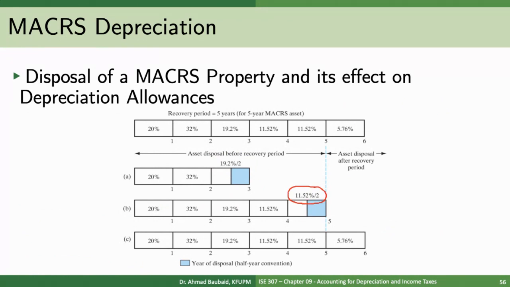If you sell it in the 6th year, which is really after the recovery period, in that case it would be the same. So if you sold it in the 6th year, the 7th year, the 8th year, you will always fully depreciate the asset in this year here. So whether you sell it in this year or 7, 8, 9, 10, the book value is always going to be 0.